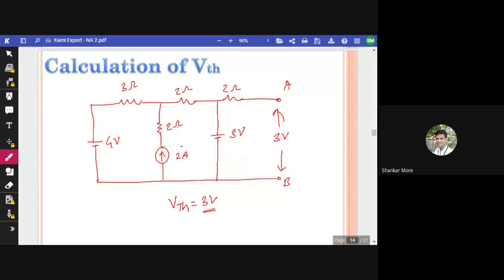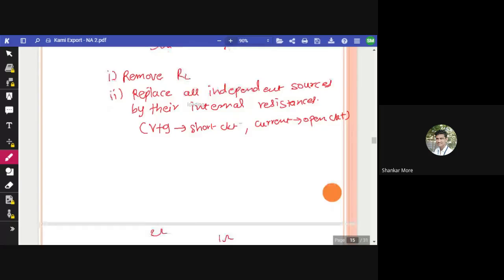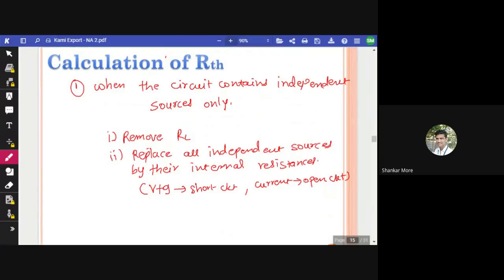Now we have the calculation of RTH. For calculating RTH, we have two different methods, or two different ways. So what are those? The first type is when the circuit contains independent sources only. Now you all are very clear about independent and dependent sources, right? So if the circuit contains independent sources only, that means it has no dependent source. So in such case, what we do, we remove the load resistance RL.